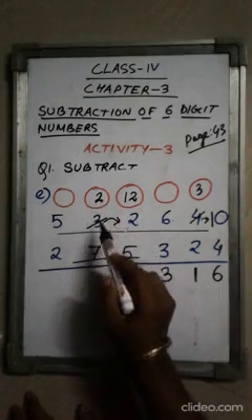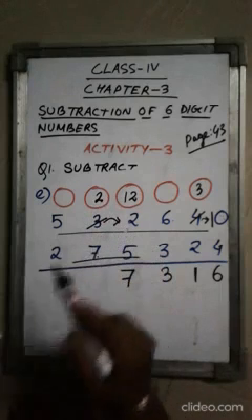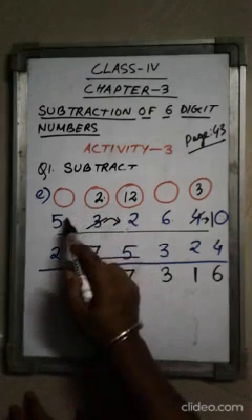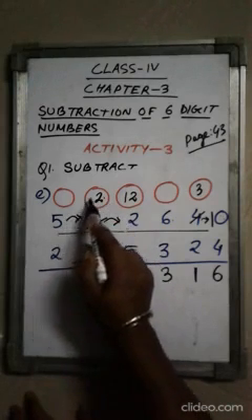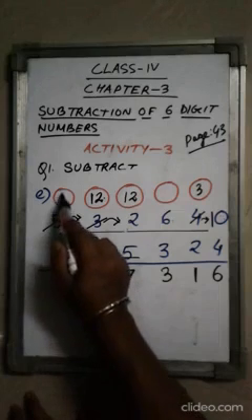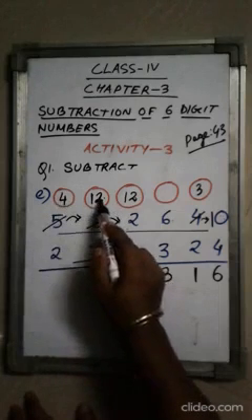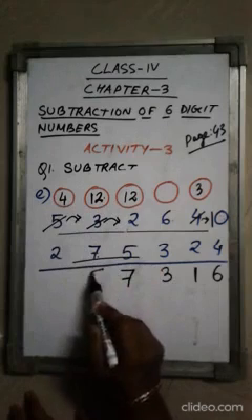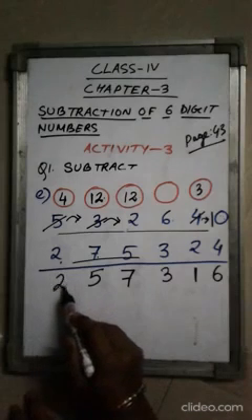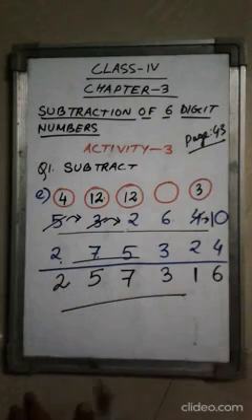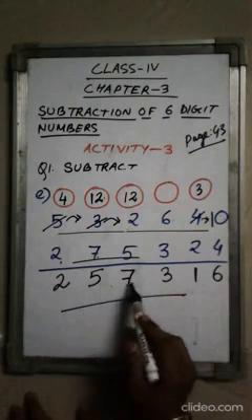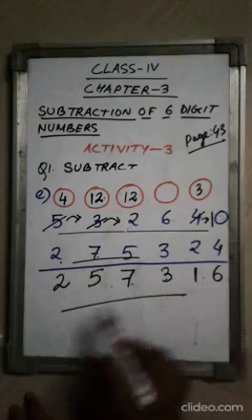and from this 2 we have to subtract 7 now. 7 is greater than 2, so we have to take 1 and it becomes 12. This 5 becomes 4. 12 minus 7 is 5. 4 minus 2 is 2. So your answer is 2,57,316.